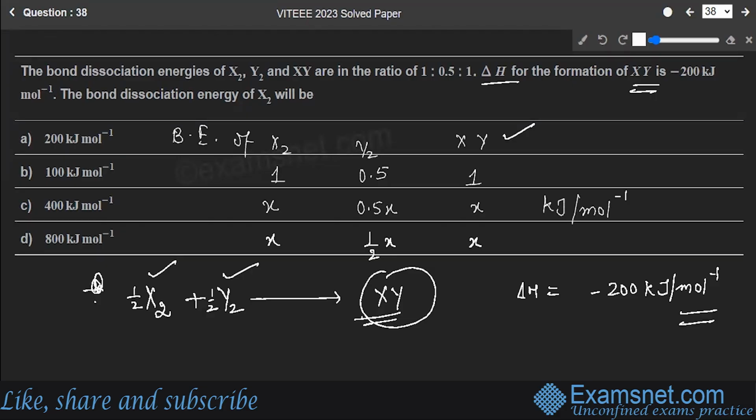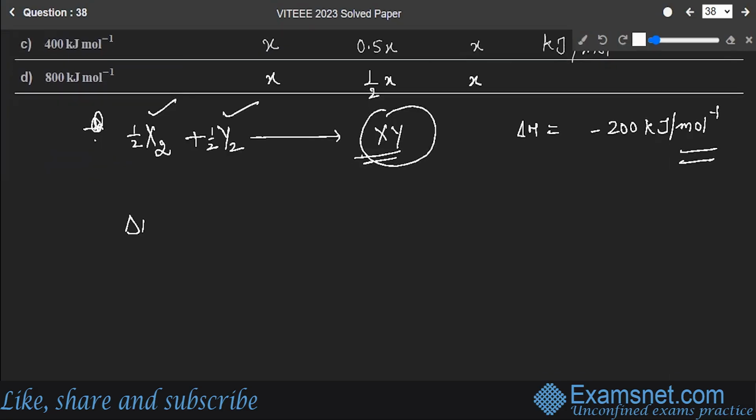All right. So delta H is equal to the summation of bond dissociation energy for the reactants minus bond energy.